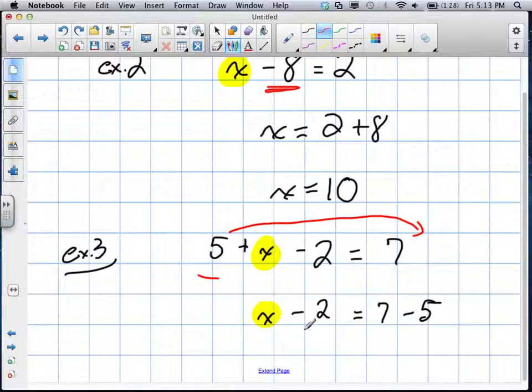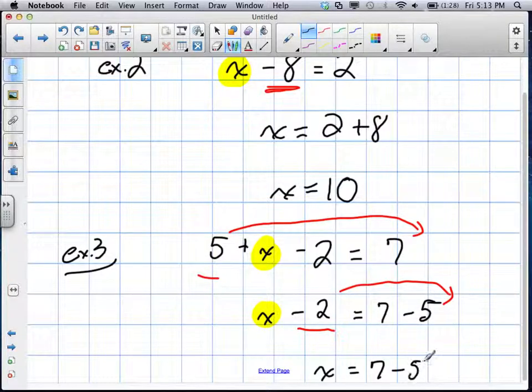Move 2 to the other side. What's it going to become on the other side? 2. So what will it read? 7 minus 5 plus 2. Yep. And now how do I solve for x?